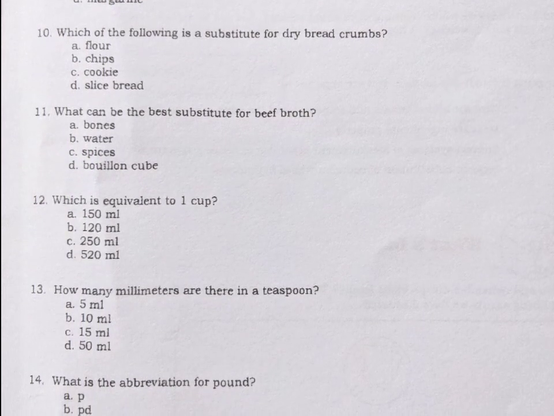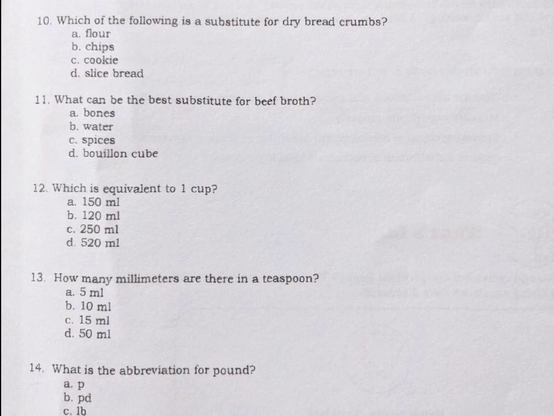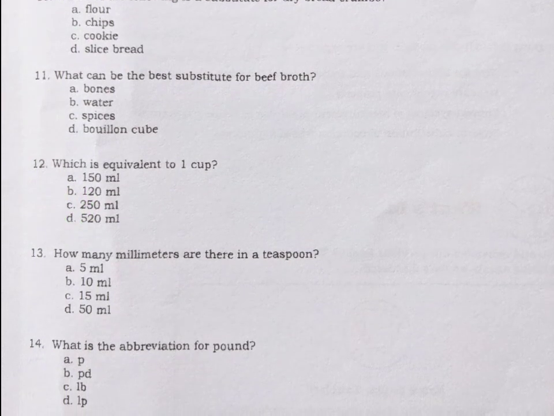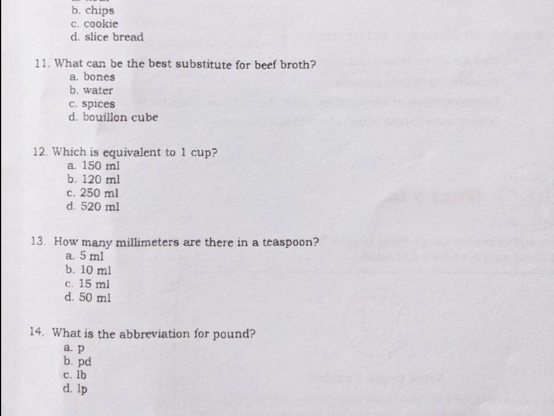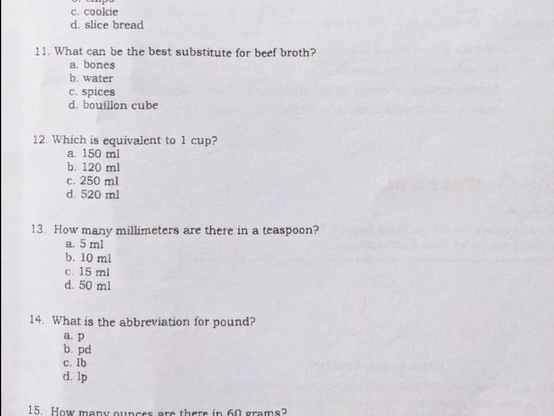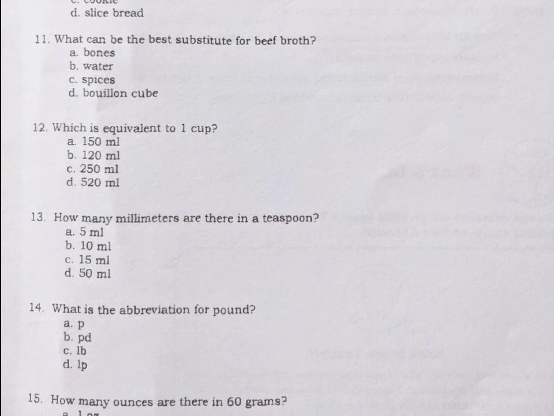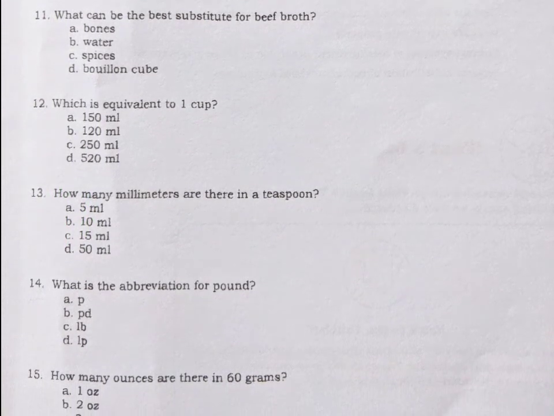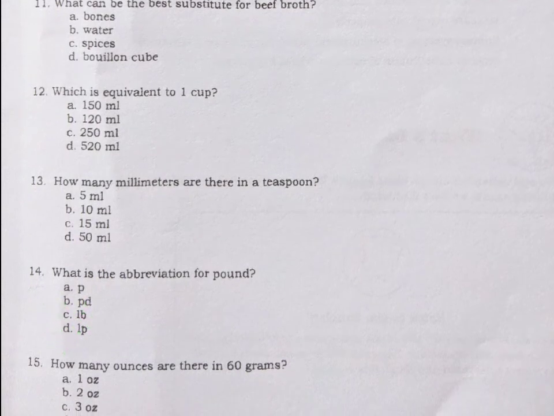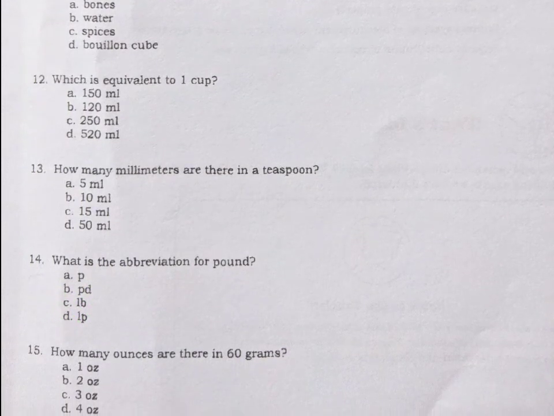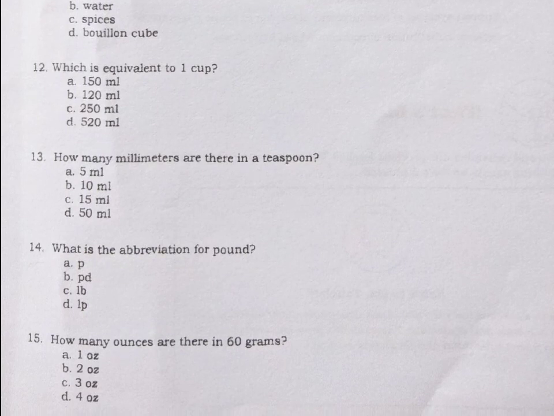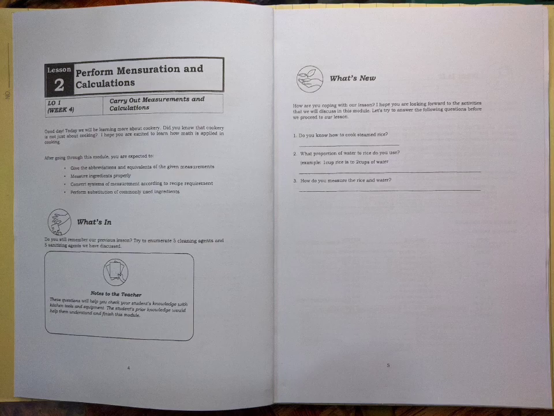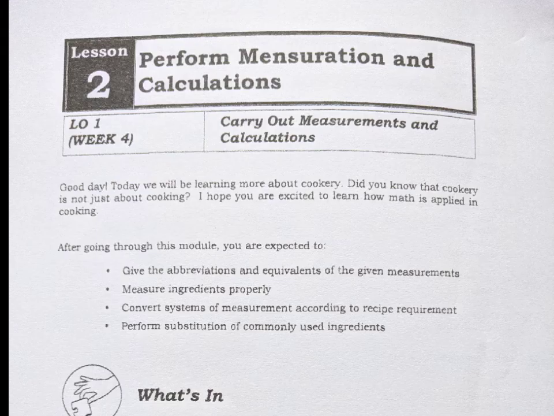Number 12. Which is equivalent to 1 cup? The answer is 250 milliliters. Number 13. How many milliliters are there in a teaspoon? The answer is 5 milliliters. Number 14. What is the abbreviation for pound? The answer is lb. Number 15, the last number. How many ounces are there in 60 grams? The answer is 2 ounces. Let's proceed to page 4, Lesson 2.